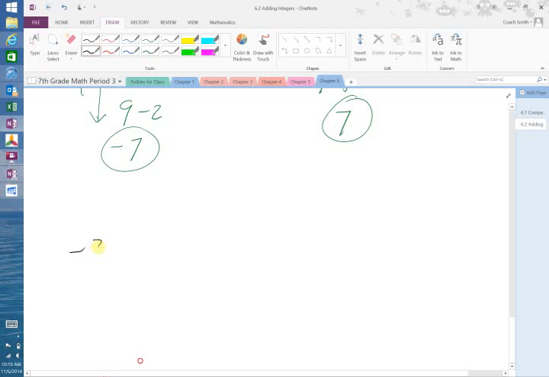First one we have is negative 13 plus negative 1. Second one is negative 20 plus 5. And the third one is negative 25 plus negative 5. All right, do those three examples.